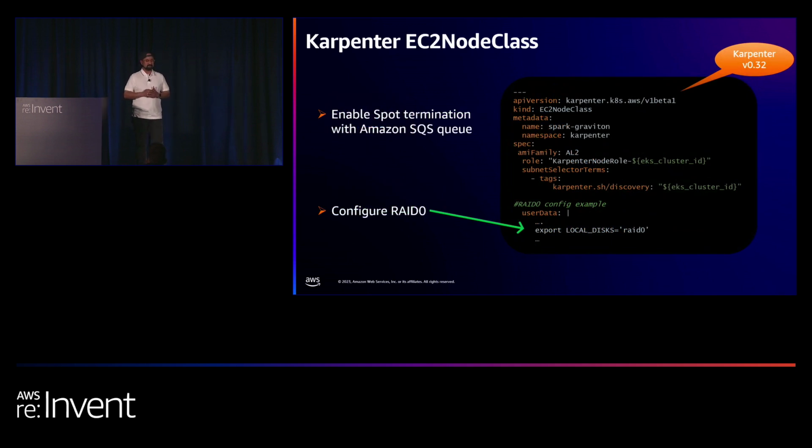Now, there's a question that customers ask: with the cluster autoscaler, we use a lot of launch templates, and we do a lot of configuration with the user data, and so on. Can we do the same thing with Karpenter? Yes, you can, with the help of EC2 NodeClass.